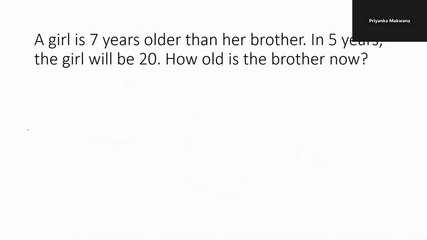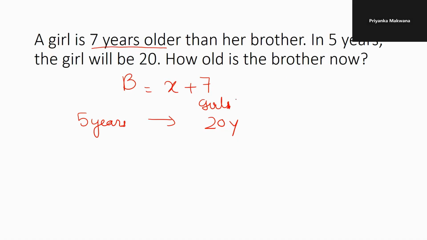Right, let's look at this example. A girl is 7 years older than her brother. So the brother's age would be x, we don't know, plus 7 years because she is older. Now, in 5 years, the girl will be 20. So in the next 5 years, the girl's age is going to be 20 years. How old is the brother now? We need to find out the current age of the brother, which means that we need to find out the current age of the sister.